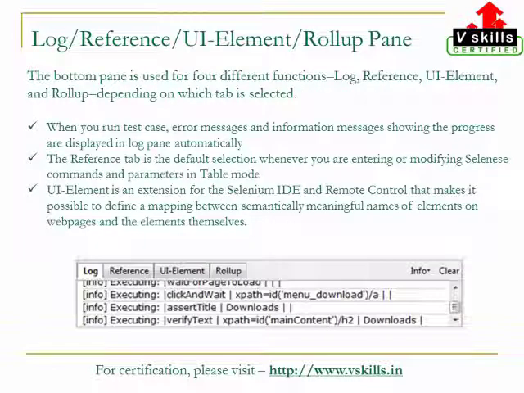Log, reference, UI element, or roll-up pane. The bottom pane is used for 4 different functions: log, reference, UI element, and roll-up, depending on which tab is selected. When you run a test case, error messages and information messages showing the progress are displayed in the log pane automatically. The reference tab is the default selection whenever you are entering or modifying Selenium commands and parameters in table mode.